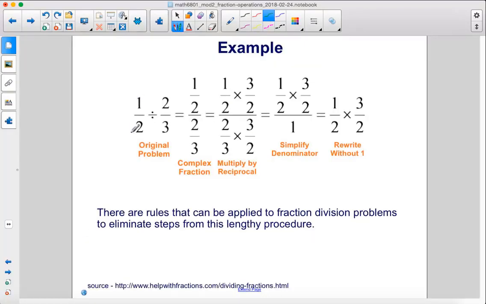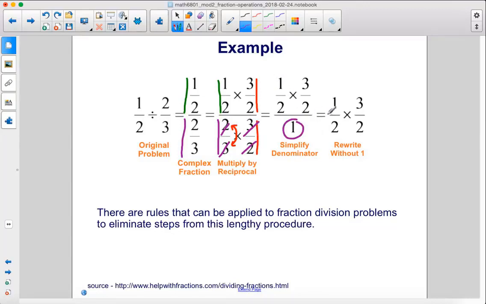Alright, so if we have 1/2 divided by 2/3, this can be written as 1/2 divided by 2/3 vertically. Then we just multiply each of these pieces, 1/2, and the denominator, 2/3, by the reciprocal of the denominator here, 3 over 2. So you're multiplying the top by 3 over 2 and the bottom by 3 over 2. Then these cancel completely, and the denominator just becomes 1.